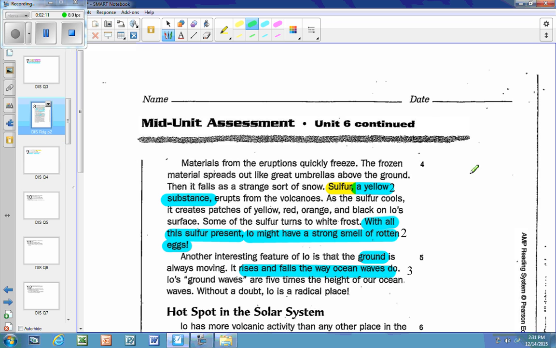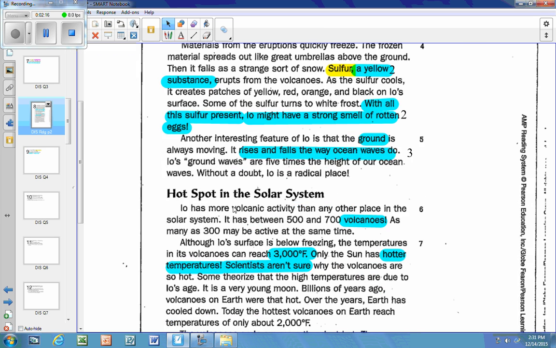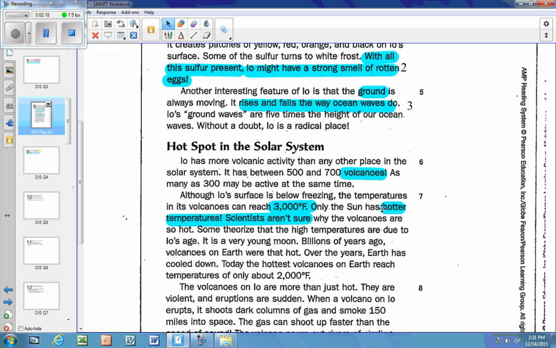Go back to my text and mark my clues. Okay, and you see I have a bunch of different things together here to help me to find this answer. This is question 4. Okay, very good.